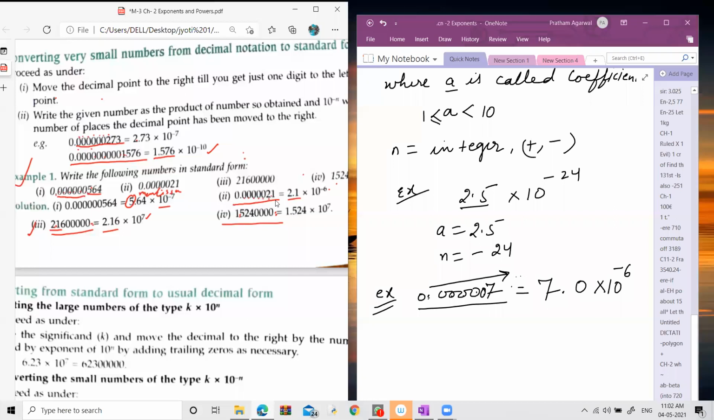So how many places do you have to shift? Count the places: 1, 2, 3, 4, 5, 6, 7. It means you have to shift the decimal from right to left 7 places. That's why you have to write 7 as a power of 10. Here you are shifting the decimal from right to left, that's why the power is positive. If you shift the decimal left to right, then the power is negative. If you shift the decimal from right to left, then the power is positive.